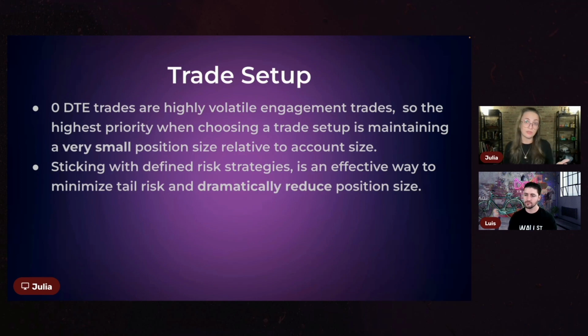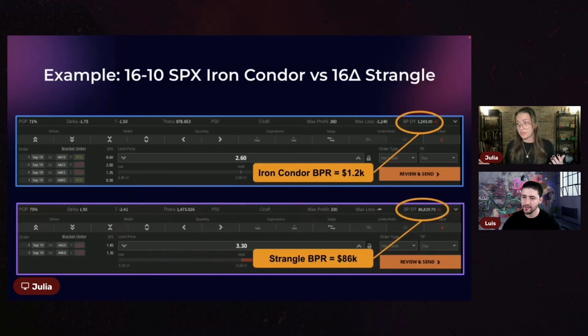And one way to do that pretty effectively is by sticking with defined risk strategies, just because they have capped tail risk, but also because adding wings, for example, to an undefined risk trade can really reduce the position size significantly. And we're going to look at examples of that in a minute. Yeah? Yep. So for example, let's look at a 16/10 SPX Iron Condor versus a 16 Delta Strangle.